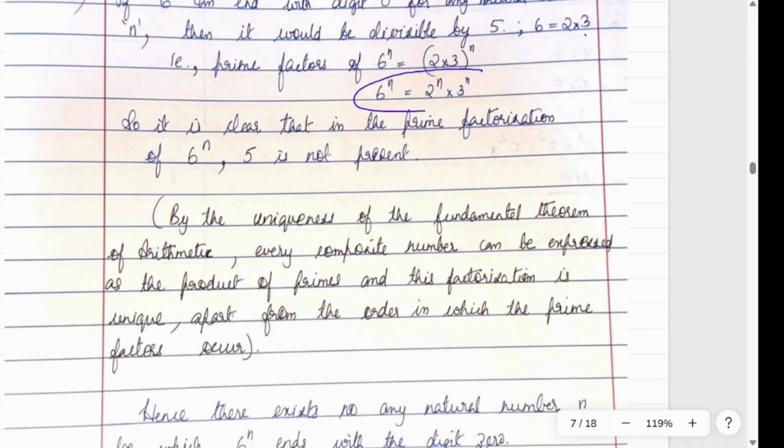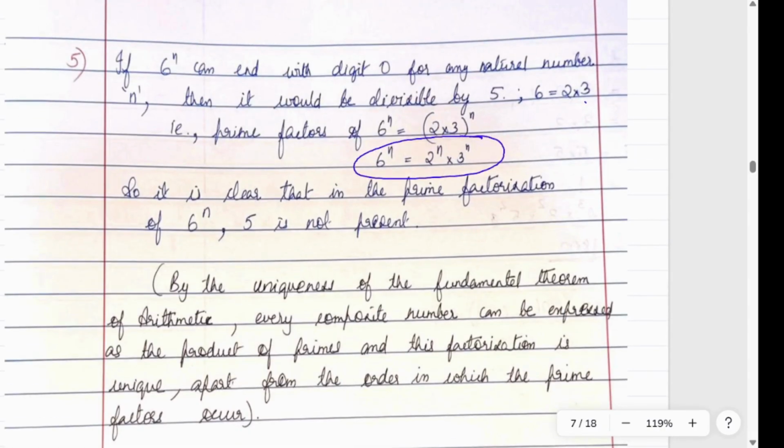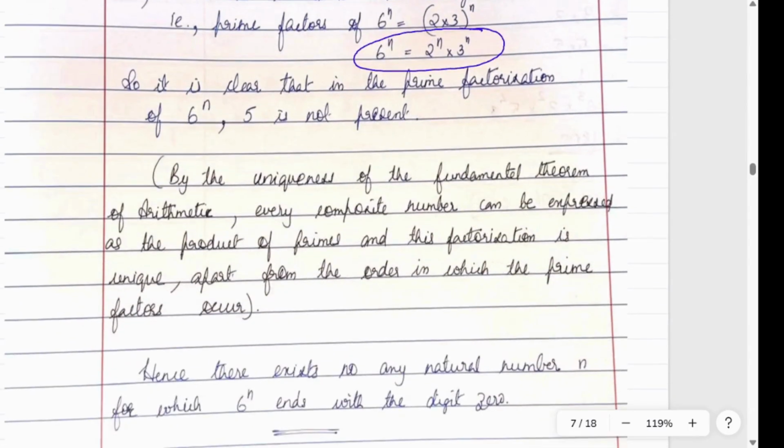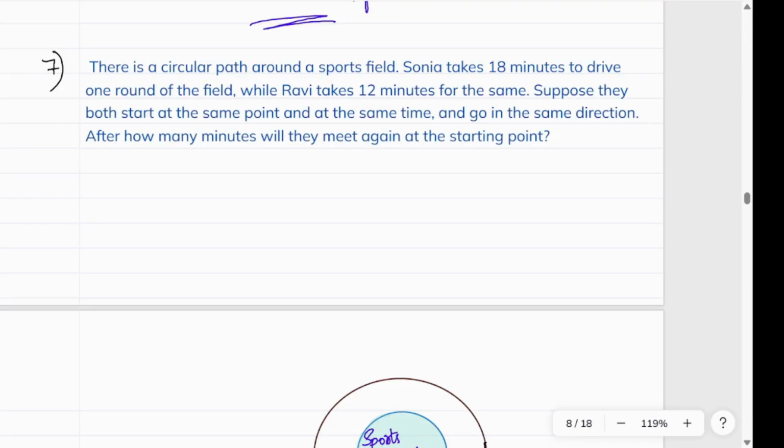Why did we write it this way? Because by using the fundamental theorem of arithmetic, we can tell that if 6 raised to n is any composite number, we can express it as a product of primes, and the factorization is unique. Here you won't be able to find any number which has 5 as its factor, right? 5 is not a factor in this case. So the chance of getting 0 as the last digit is impossible. So we can write: hence there exists no natural number n for which 6 raised to n ends with the digit 0. Clear? Now let's do question number 7.